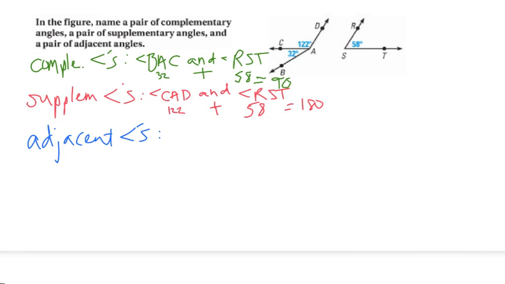All right, so next is adjacent angles. Adjacent angles just need to share the vertex and a side. So the only pair that even has that is these two right here. So those would be the two angles that make up our pair of adjacent angles.